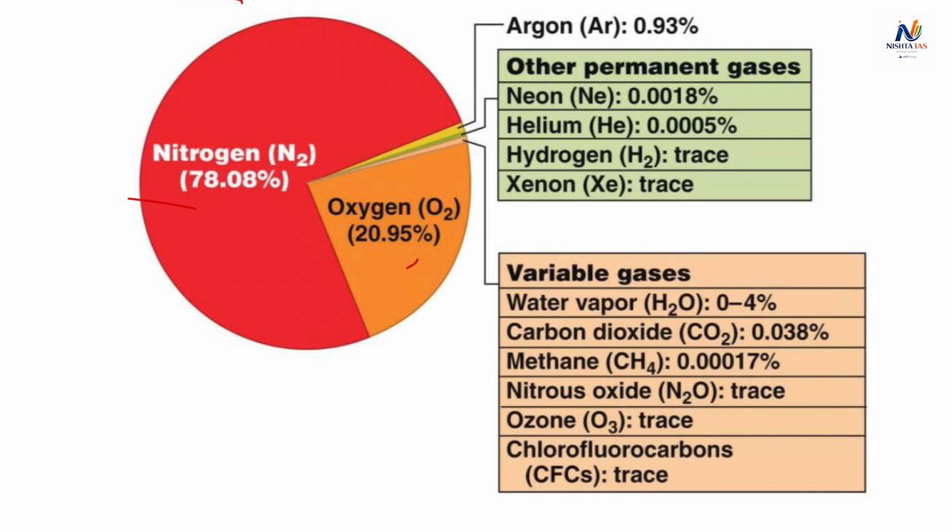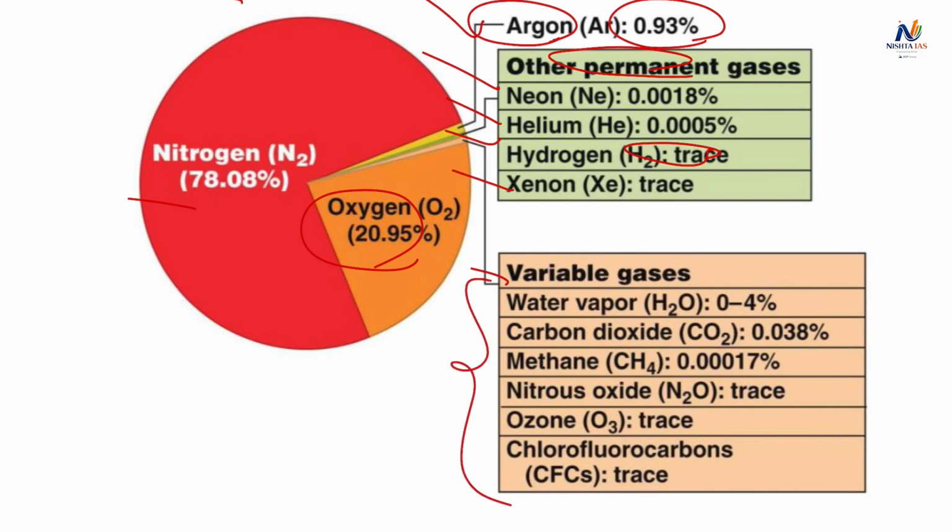So here is nitrogen, which has 78.08%, then oxygen 20.95%, and the remaining 0.93% is argon. So friends, argon forms a significantly larger component compared to the other gases. Although it is an inert gas, it makes a great contribution to the atmosphere. And then we have the other permanent gases, that means those which remain in the atmosphere for longer durations. We have neon, helium, hydrogen, xenon, etc. That means apart from hydrogen, the others are inert gases.